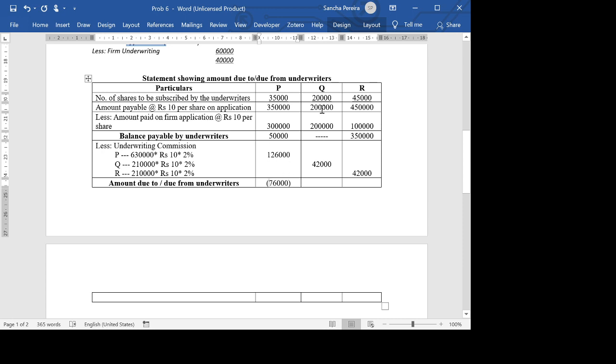In case of Q, Q does not have to pay the company anything, whereas the company has to pay Q 42,000. Wherever the company has to pay, we'll put it in brackets. In case of R, R has to pay the company 3,50,000, and the company has to pay R 42,000. So R will actually have to pay 3,08,000.